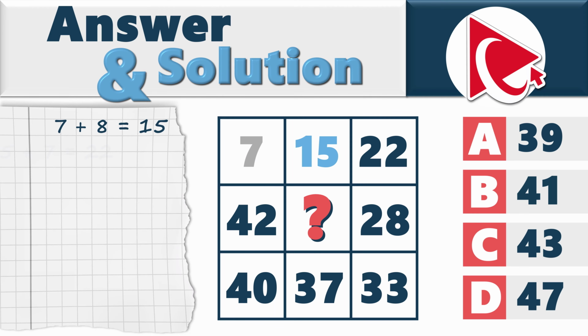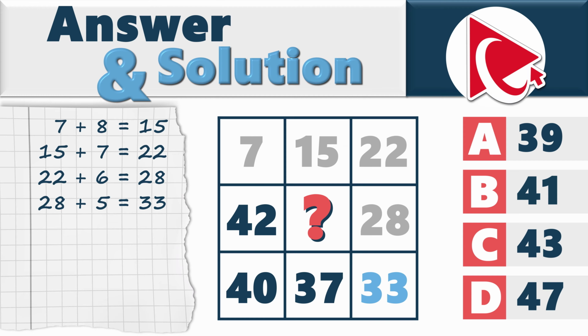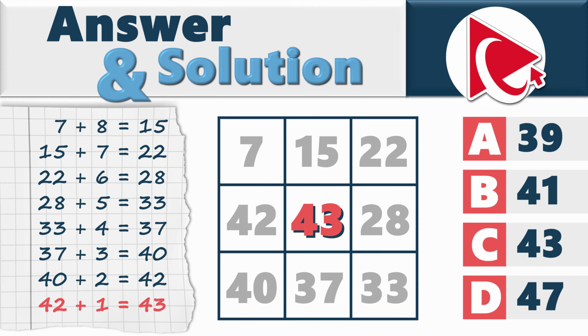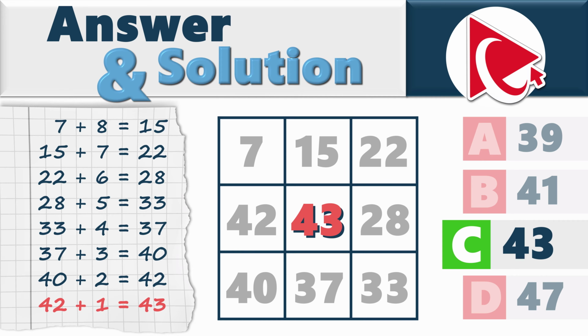The next number is calculated as 15 plus 7, which is 8 minus 1, decrement decreased by 1, and equals 22. 22 plus 6 equals 28. 28 plus 5 equals 33. 33 plus 4 equals 37. 37 plus 3 equals 40. 40 plus 2 equals 42. So the missing number is calculated as 42 plus 1 and equals 43. So the correct answer here is choice C, 43.